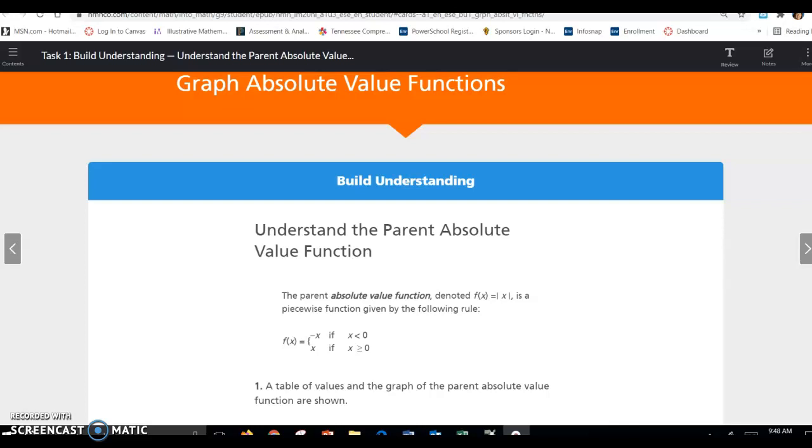All right, today we're going to look at lesson 8.2. We're going to start with task 1, and we're going to graph absolute value functions.